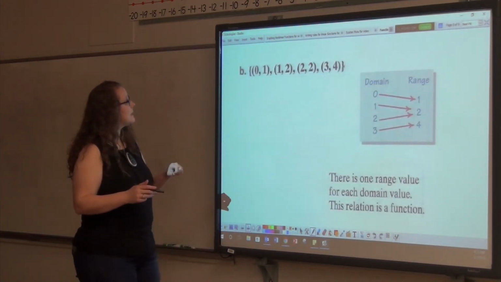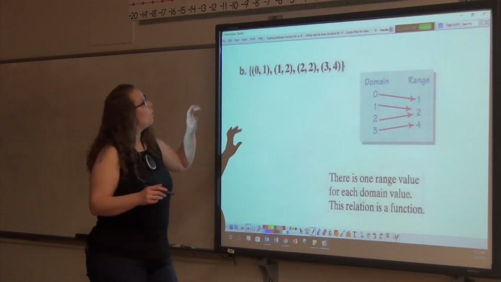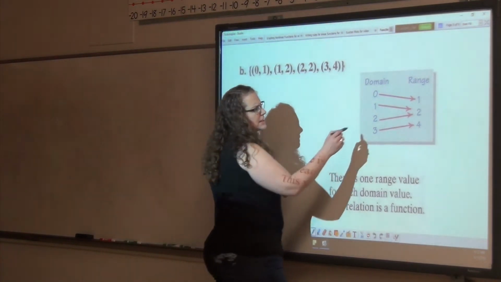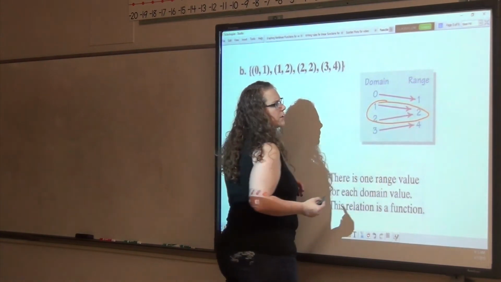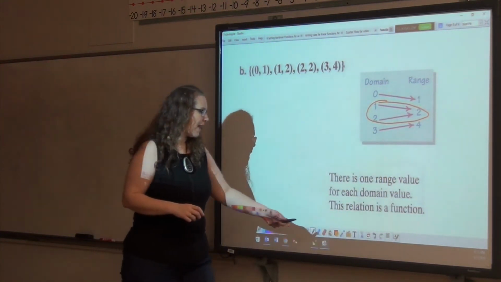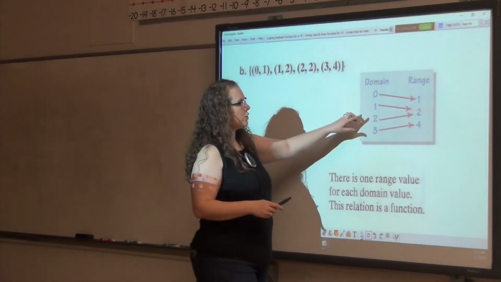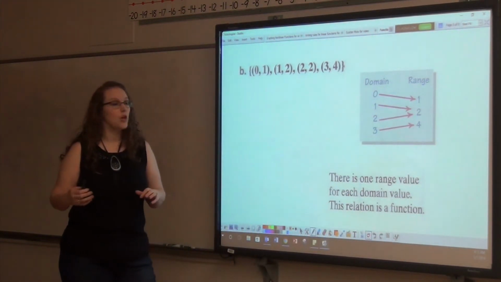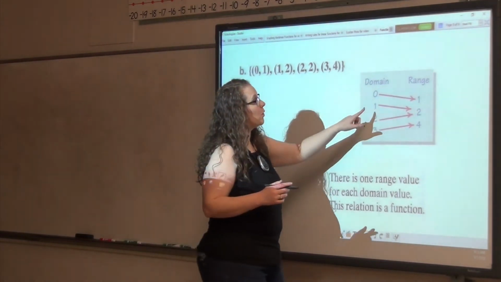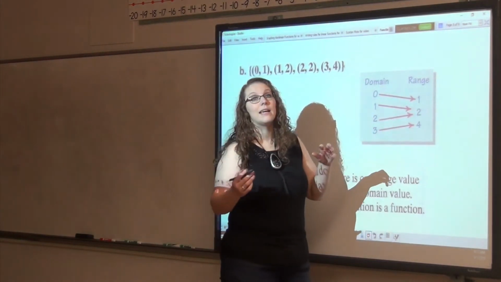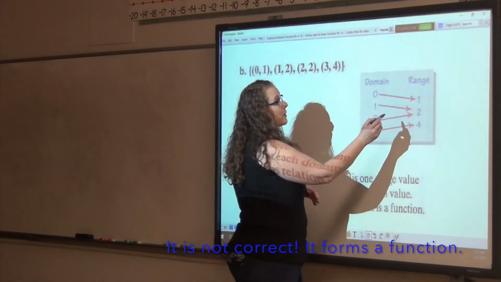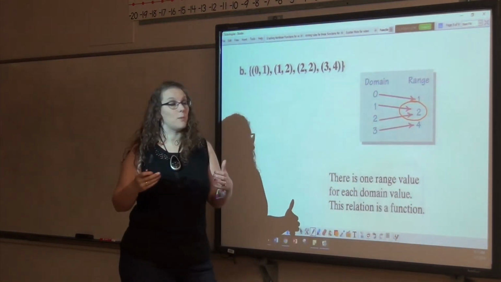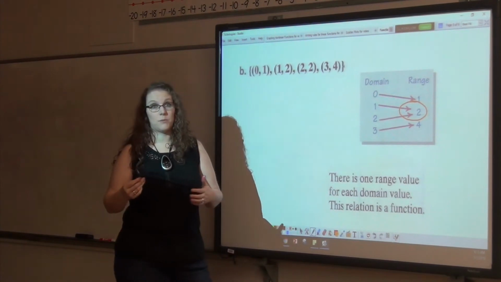Okay, in this case, I have 0, 1, 1, 2, 2, 2, and 3, 4. So it kind of looks the same right here, if you noticed, but each domain is going to exactly one range. So because each domain only has one range, it is a function. So we can actually have the same range for multiple domains, and it still forms a function.